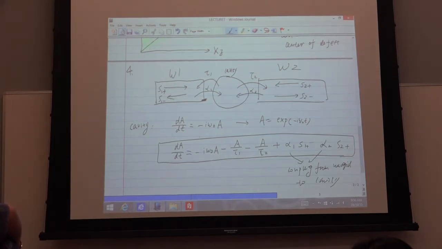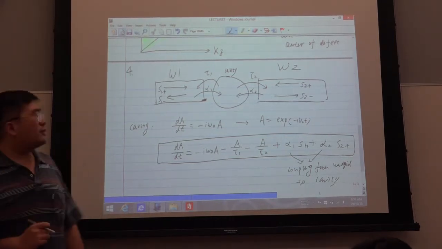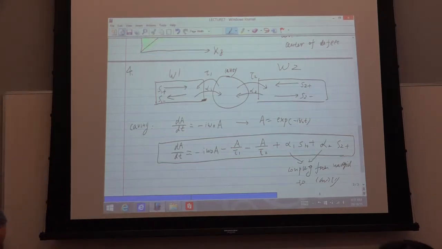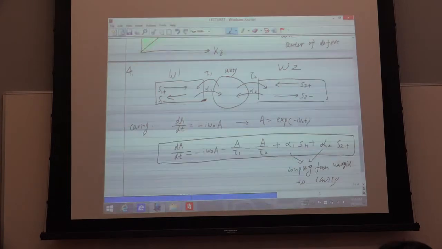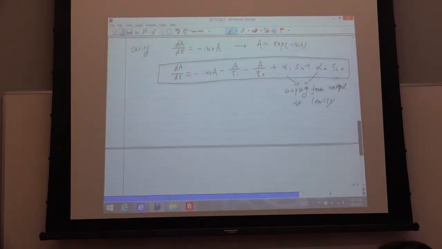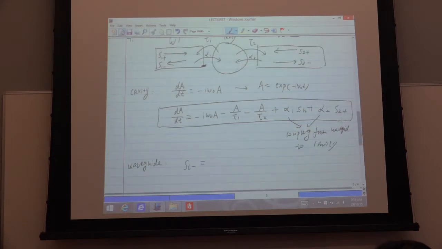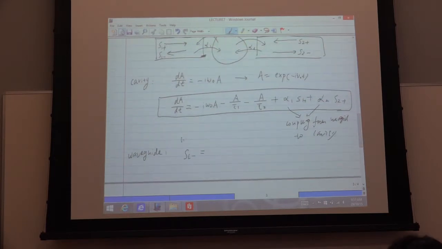So this is the first equation. This is a very cartoon picture. I think it's easy to understand. Okay, this is for the cavity. So then I go down. How about for the waveguide? The waveguide, the outgoing wave S_l, where l equals 1 or 2. And this is a simple form.